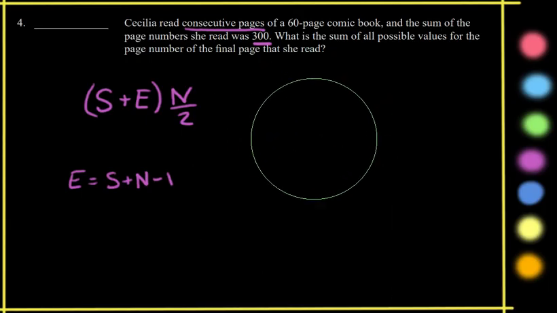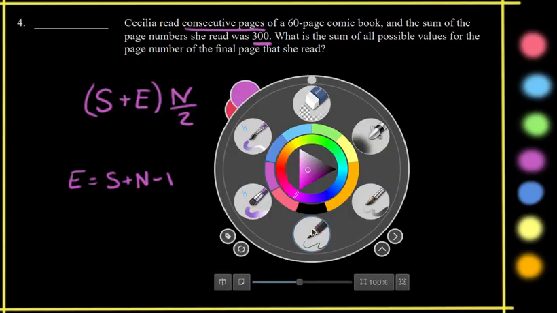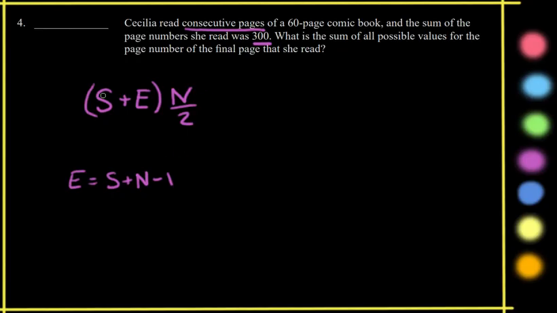Okay, so let's see what we can do here. So this is the sum of all those consecutive page numbers. That's going to equal 300. Okay, so it can be useful to multiply this whole thing by 2, because then you get rid of this denominator here. So then you have s plus e times n is equal to 600. So now we're getting somewhere because we've got two integers that multiply to give us 600.